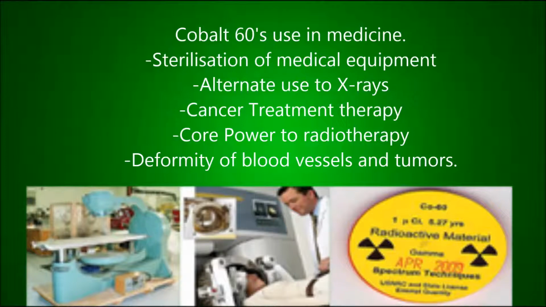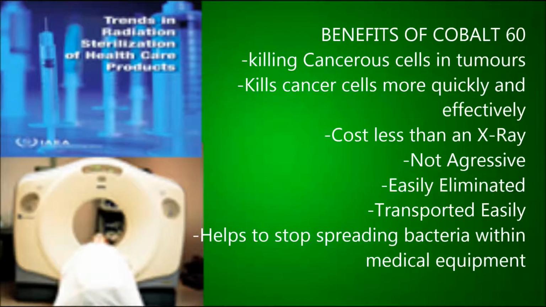In saying this, its gamma rays are used in treating normal and malignant tumors. Its high level of radioactivity is the reason it plays such a major part in cancer treatment. Cobalt-60, whilst treating cancer, targets rapidly dividing cells that are prone to damage from radiation, which are made to affect the tumors. Cobalt-60 is the core power for radiotherapy and is used in treating the deformity of blood vessels and brain tumors.